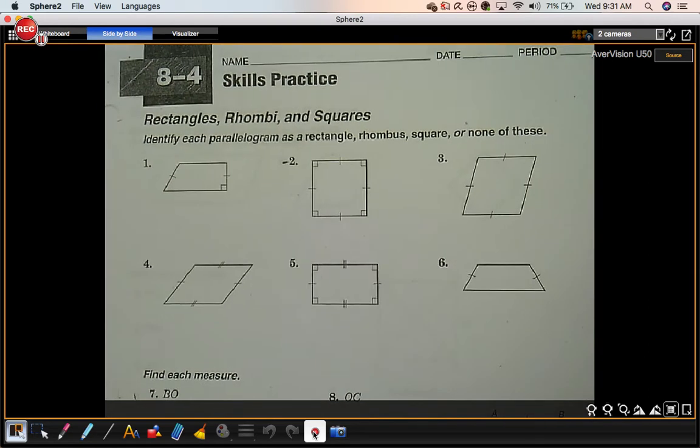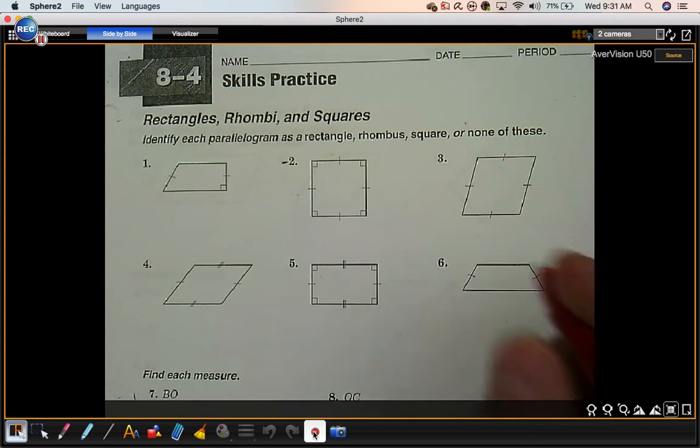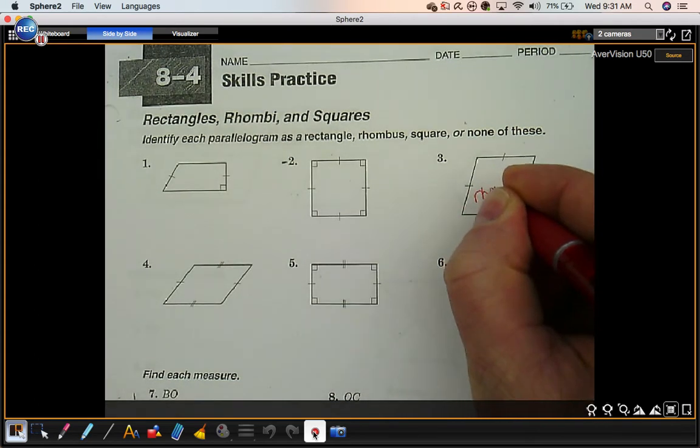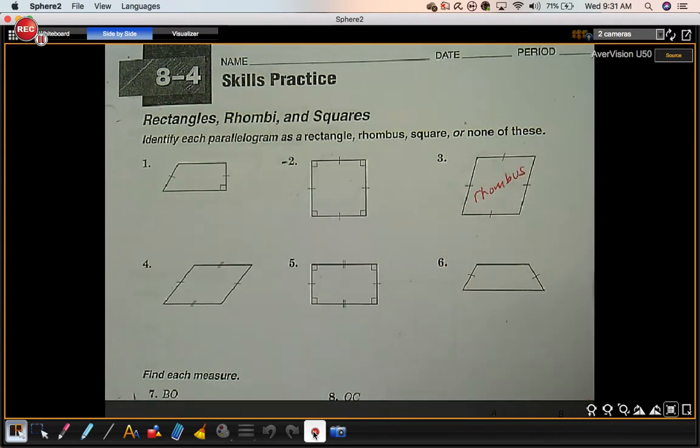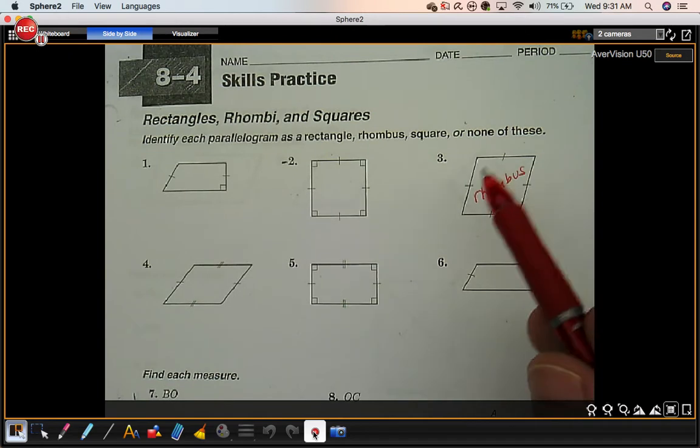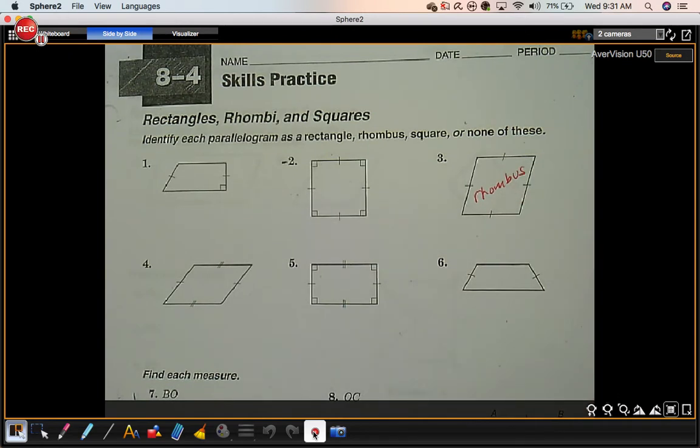We're going to start with number 3. This is a parallelogram where you have 4 congruent sides. That's a rhombus. That's what rhombuses look like. Those are the marks you need for it to be a rhombus.